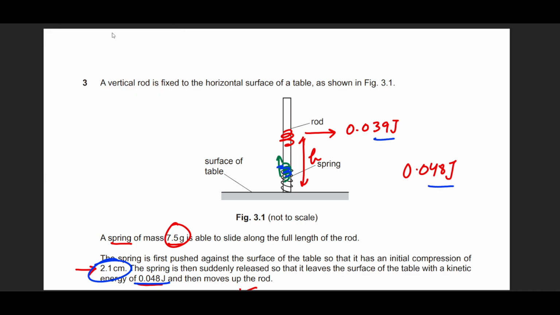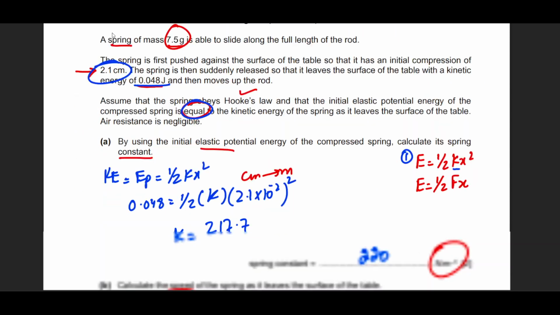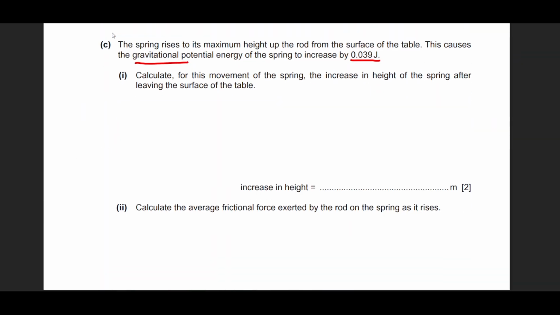So that energy that is missing is actually used while moving upwards against the friction between the spring and the rod. He says calculate, due to this movement, the increase in height, no problem.